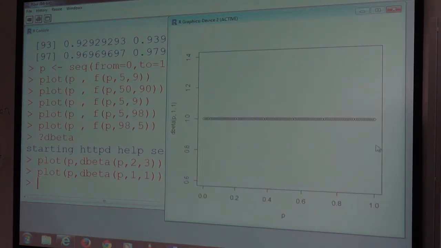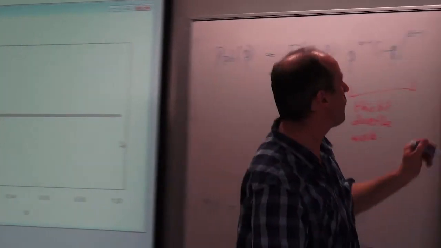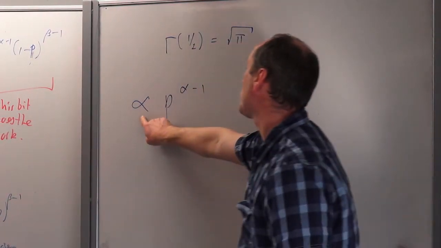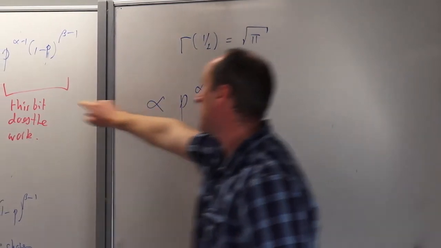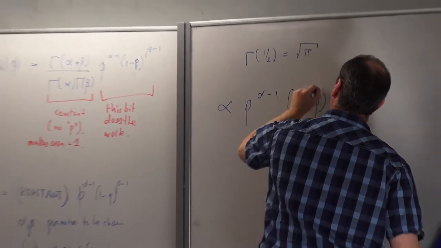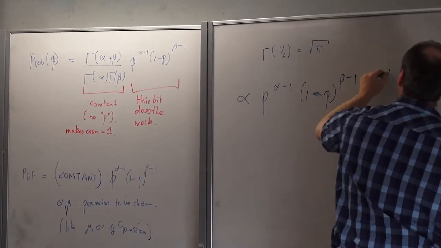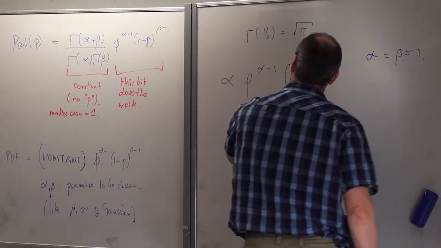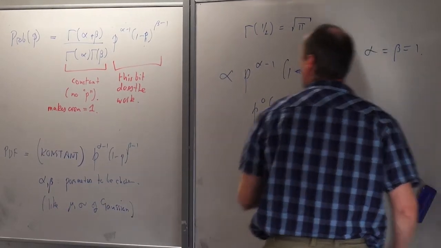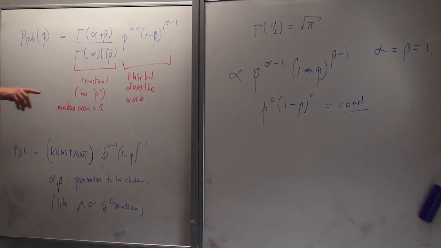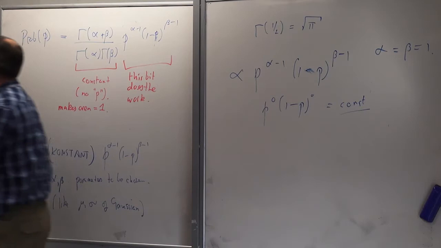What's going on here? 1 and 1, let's go back to the PDF. Forget that constant there. We've got p to the alpha minus 1. It's proportional to, there's a constant of proportionality there, which doesn't depend upon p, times 1 minus p to the beta minus 1. But in that case, alpha equals beta equals 1. And so we've got p to the 0, 1 minus p to the 0, which is constant, of course. It doesn't change because it's to the power 0. So you may as well forget p, because it's to the power 0.